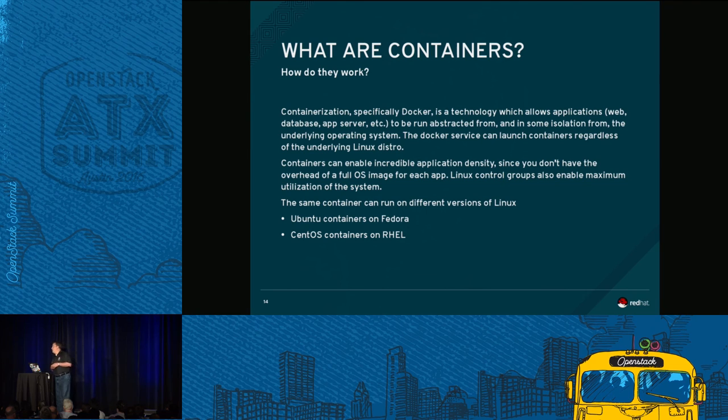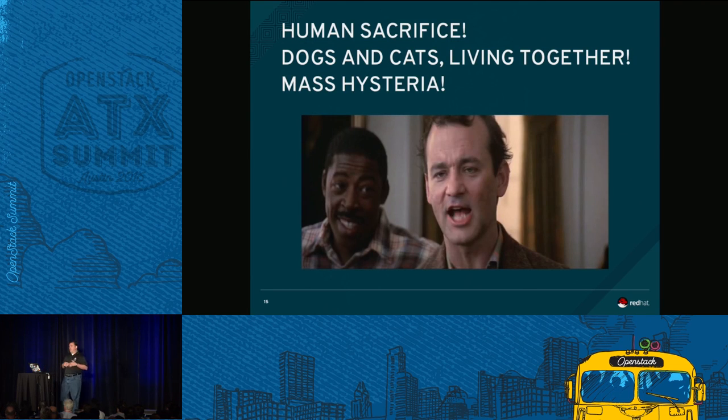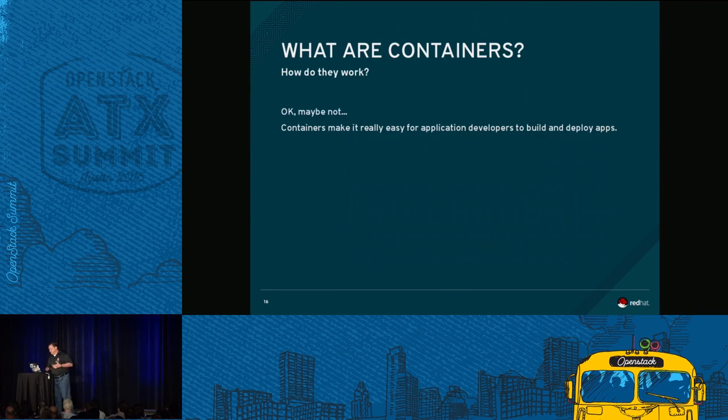Ubuntu can run on Fedora, CentOS can run on RHEL, human sacrifice, dogs and cats living together, mass hysteria, or at least really cool things for developers to do to roll their applications out.